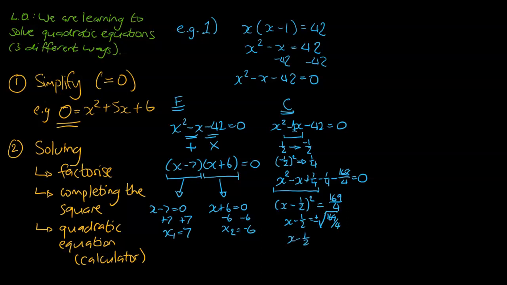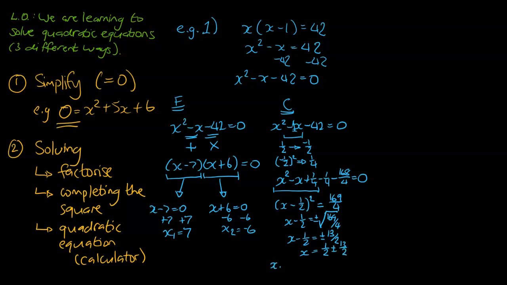x minus 1/2 is going to be equal to plus or minus, so the square root of 169 is 13, the square root of 4 is 2, which is 6.5. But let's leave it in that fraction form for now. We're now going to get rid of this minus 1/2, that becomes plus 1/2, so we're going to have 1/2 plus or minus 13 over 2.